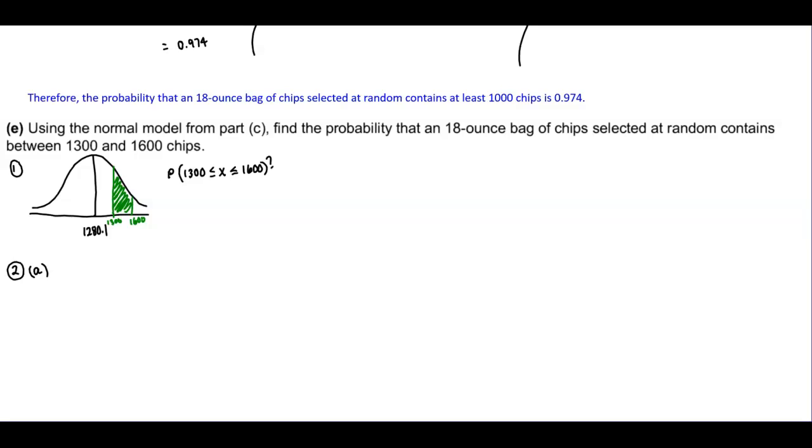So for part A, we're going to look at 1,300, where X is 1,300. We know the value of the mean is 1280.1, and we know the standard deviation is 144.3. In order to find the z-score, we're going to call that z1. It's going to equal 1300 minus 1280.1, divided by 144.3, and that gives us a z-score of 0.14.